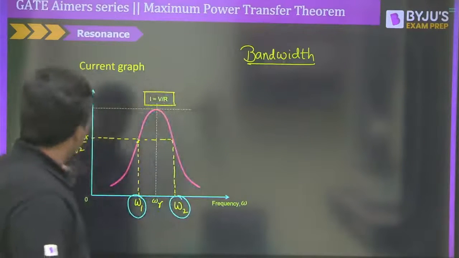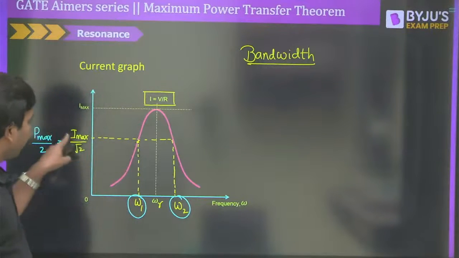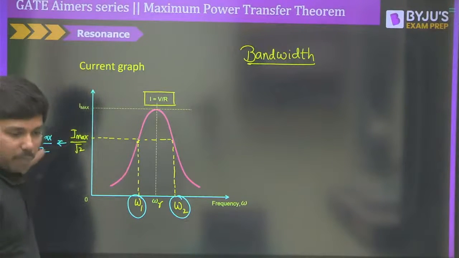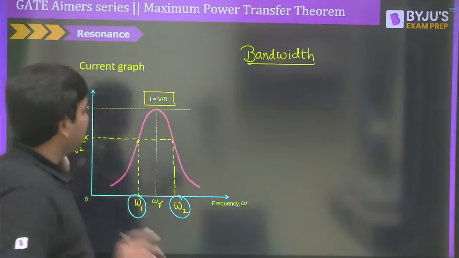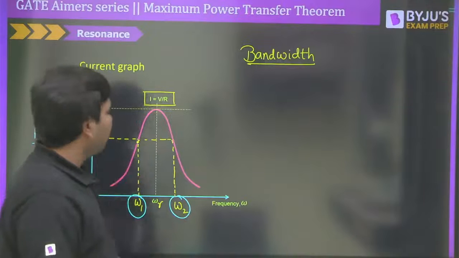Half power frequency means, what do you mean by half power frequency? The frequency at which the current becomes I max by root 2 and the power becomes half. Simple. Now how do we calculate that? That is an important question. How do we really calculate that?